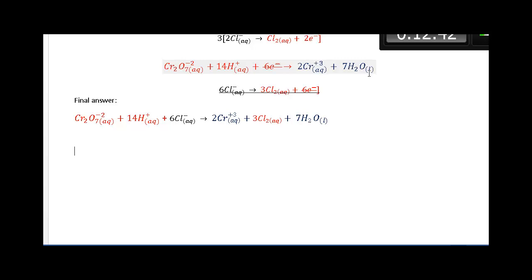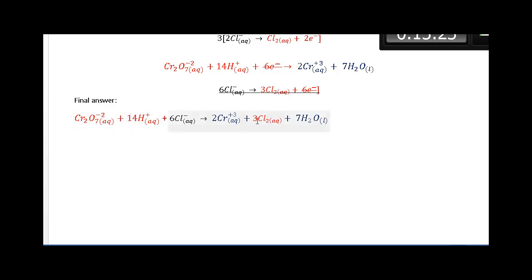Let's do a double check to make sure that this is indeed mass balanced and charge balanced. Let's first do the charge. So minus 2 plus 14 is plus 12. 12 minus 6 is plus 6. 2 times 3 is plus 6 on the product side, so everything is fine there. Let's see the atoms: 2Cr, 2Cr balanced, 14 H's, 14 H's are balanced, 7 oxygens and 7 oxygens are balanced, both in the reactant side and the product side.